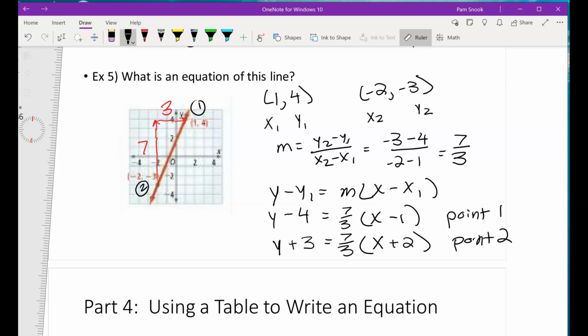So one of the features of point slope form is if I use a different point, I get a different answer. That would mean that since I can pick an infinite number of points on the line, there's an infinite number of answers that I can use.